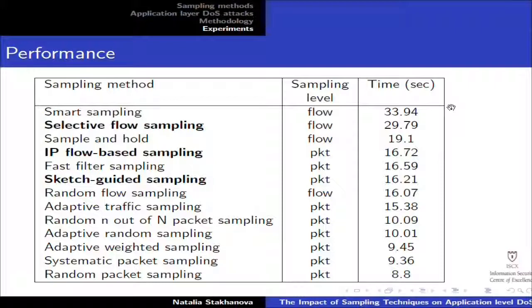But if you look at the IP flow based and the sketch-guided sampling, those two that came second in performance, they actually reduce the CPU utilization in half. And the rest of the techniques, if you look at them, are somewhat close in performance. So to me, this is an indication that, yes, maybe the selective flow-based sampling, which provides you the perfect accuracy, might not be the best technique from the resources perspective, but you have alternatives. You have some other alternatives that can offer similarly good performance.